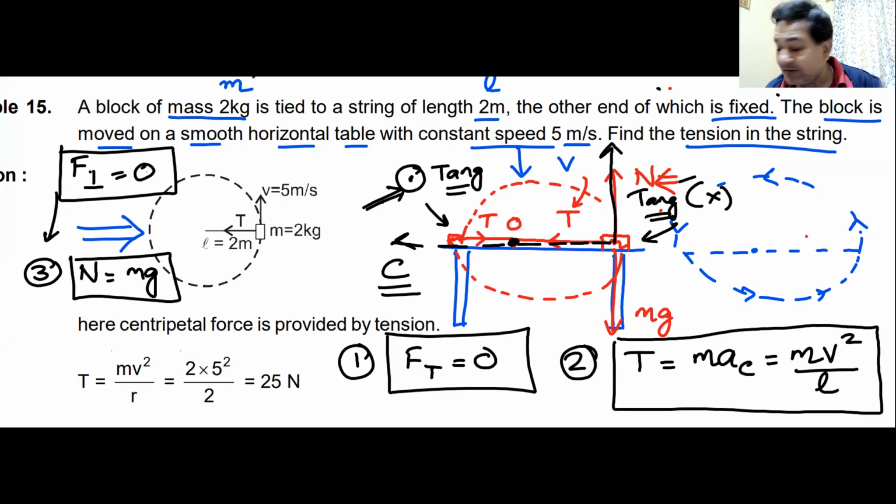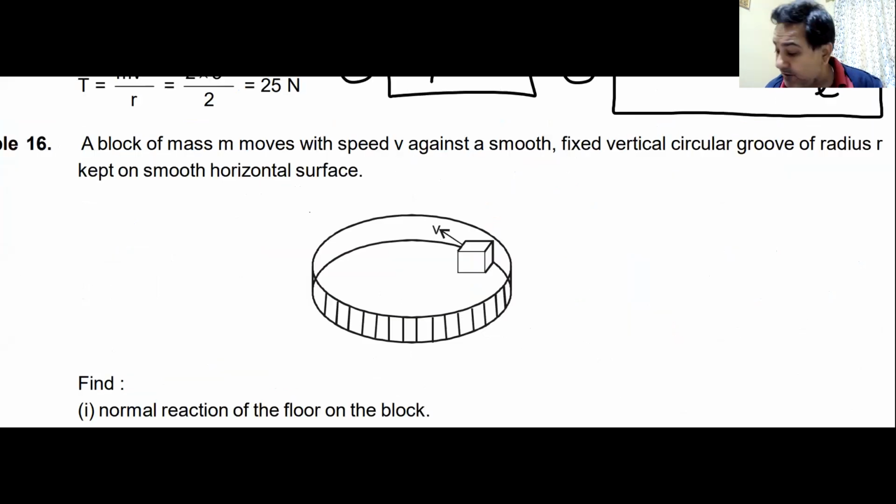Then we have problem number 16 coming up in the next class. If you can do it on your own, that is very good. There is a ring, and something is moving on the ring. This is something like a death circle. We will discuss what this death circle is.